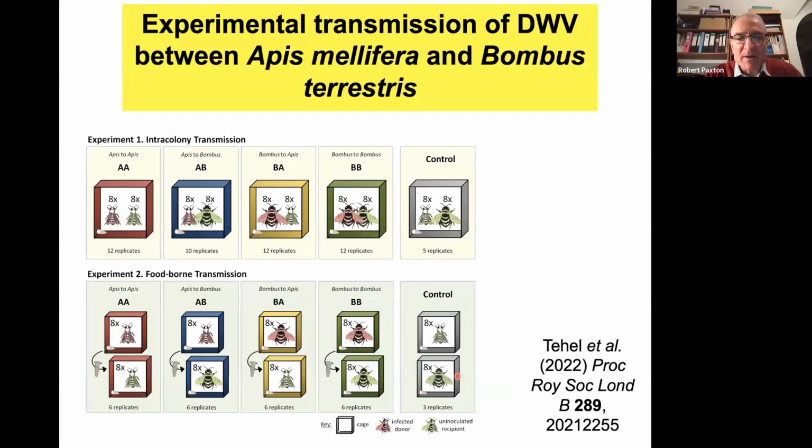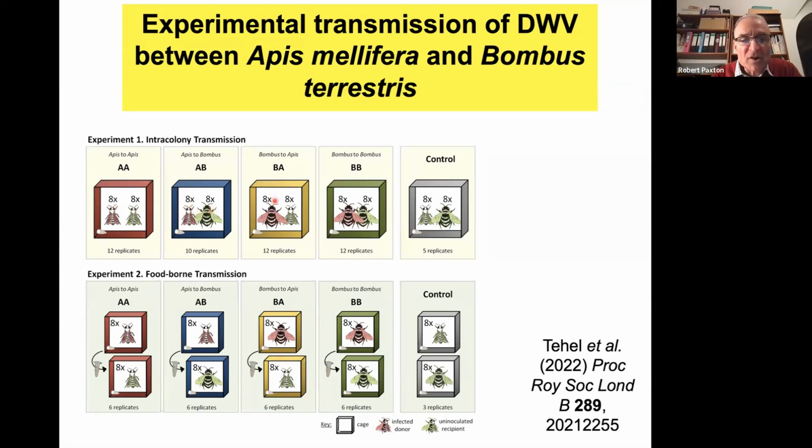Now, this looks a little bit complicated. I'll try and walk you through this experiment. She introduced into cages 8 young honeybees that she had infected. They are the donors, if you like. She then added 8 honeybees that were uninfected, also the same age, to see whether virus would be transmitted. This is a control. She then introduced 8 honeybees infected with virus as donors, with 8 bumblebees that were uninfected. These are in green. The idea is that they're uninfected, although the bumblebees are a little bit larger.